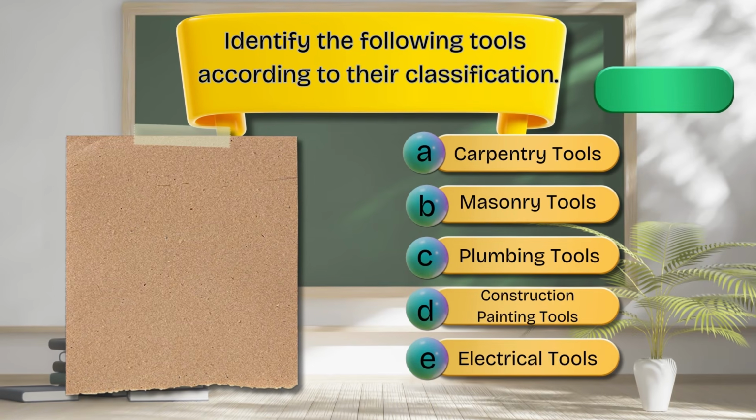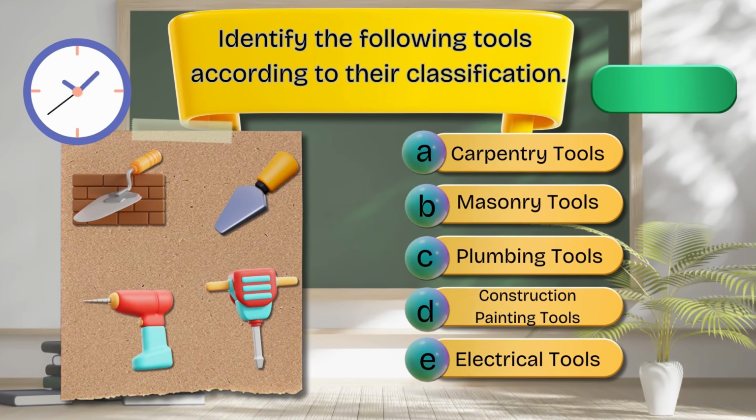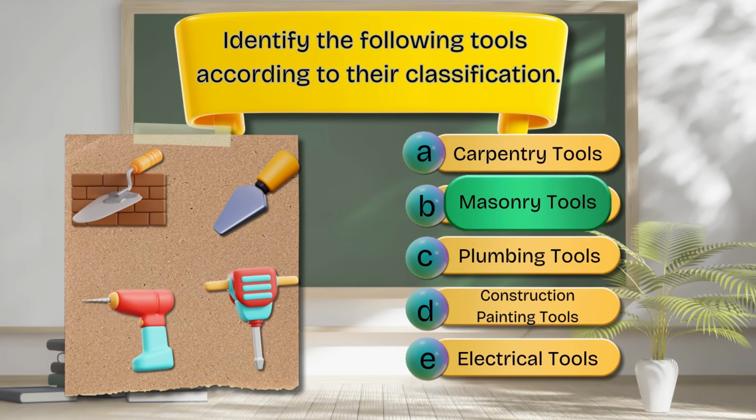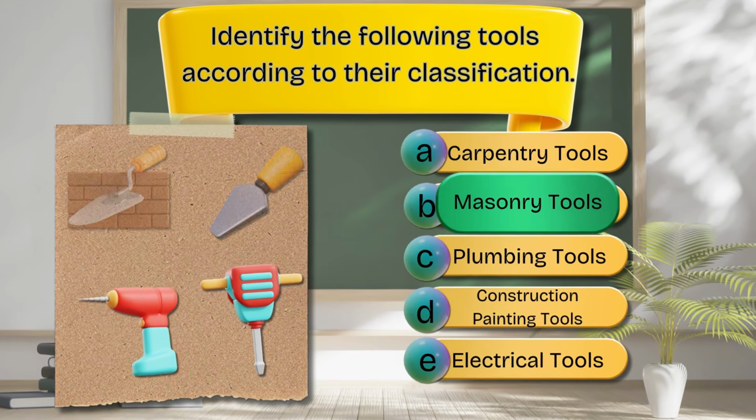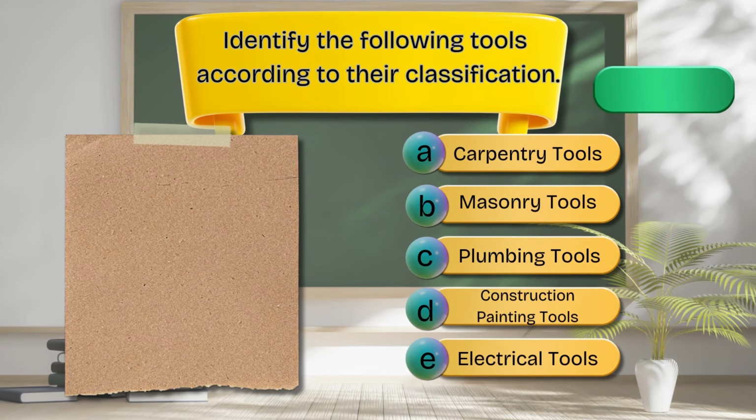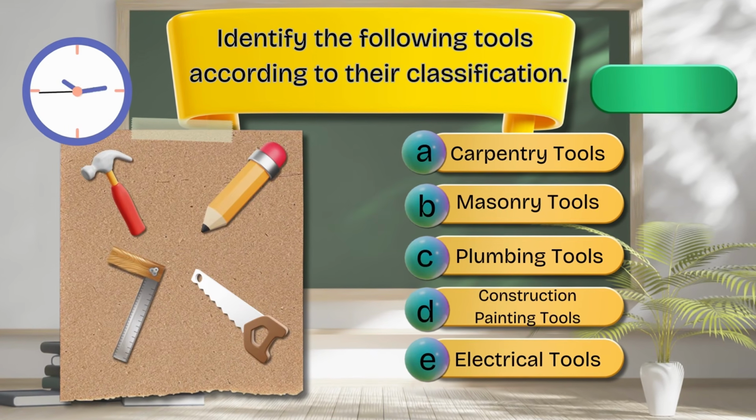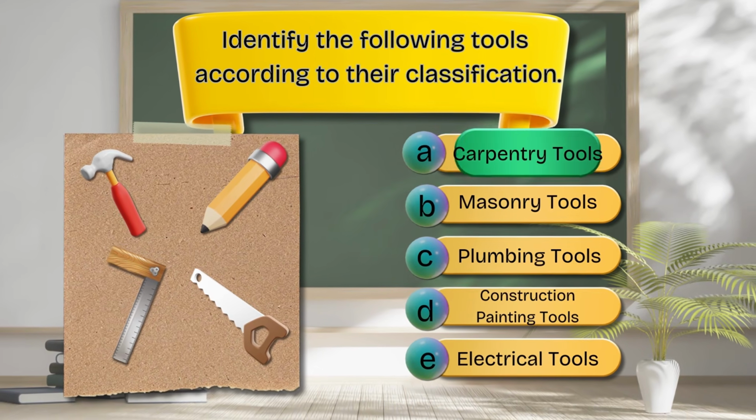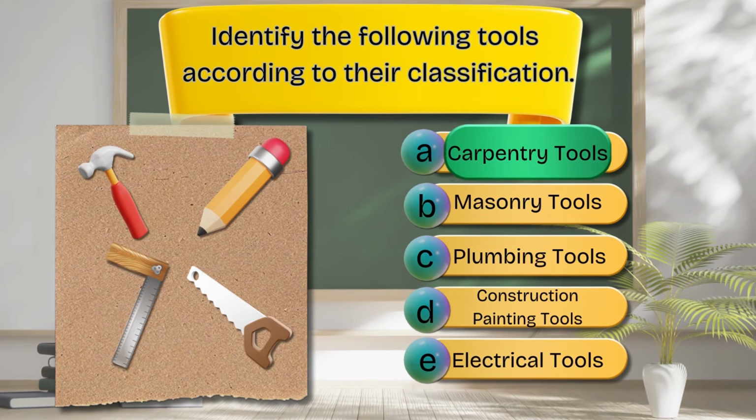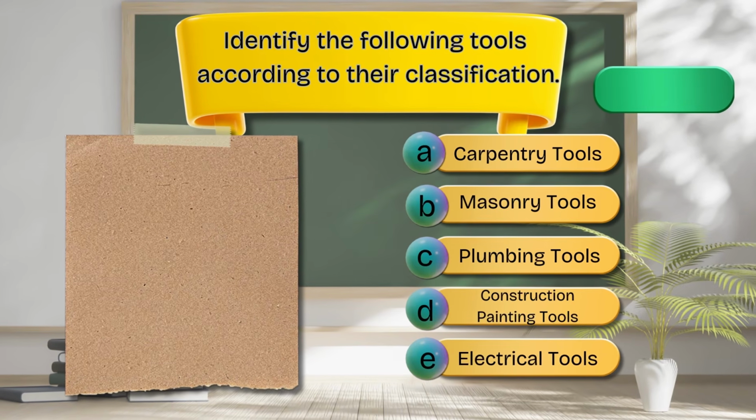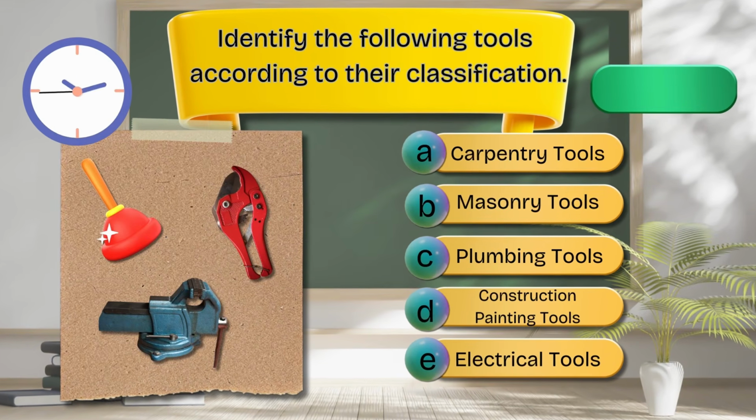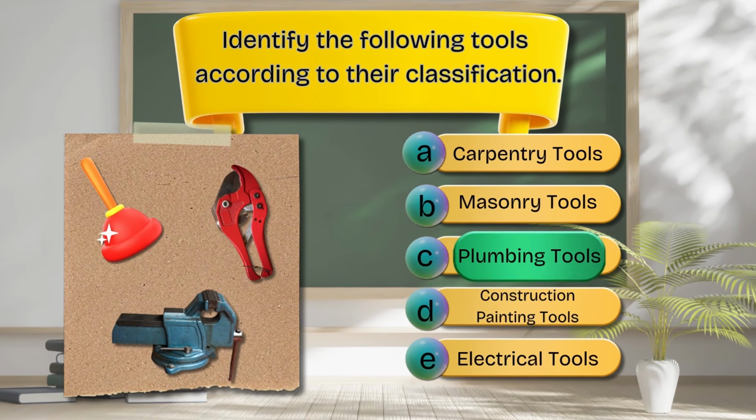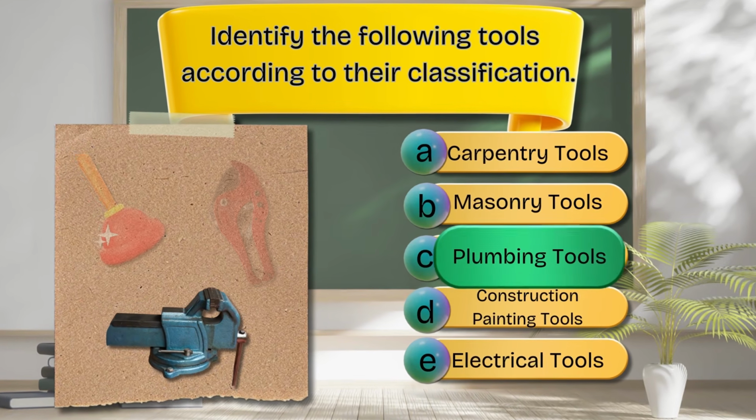Number 1. Identify these pictures. Very good. Masonry tools are correct. Number 2. Identify these pictures. Very good. Carpentry tools are correct. Number 3. Identify these pictures. Very good. Plumbing tools are correct.